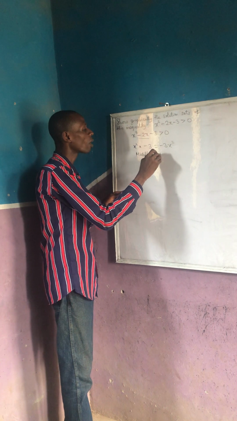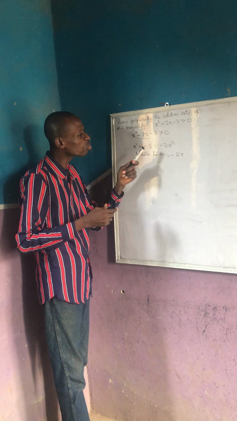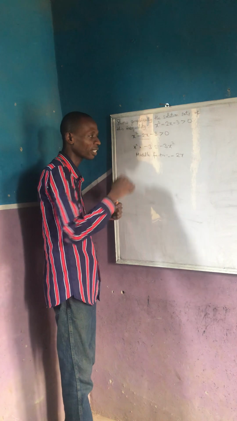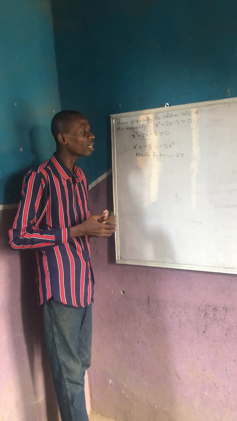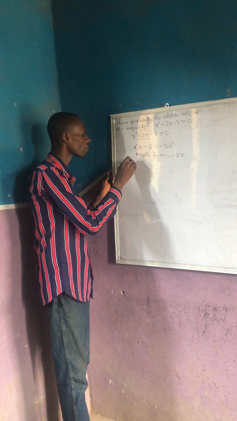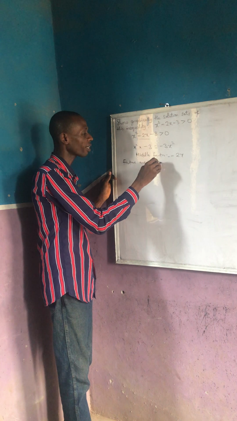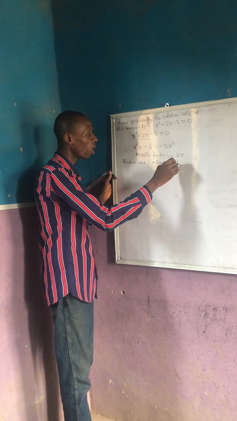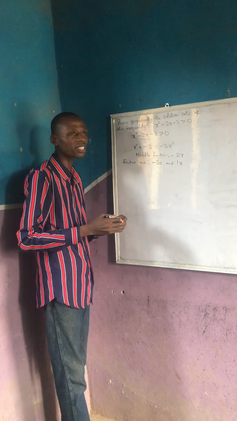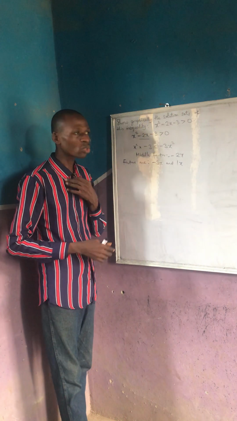Middle factor, minus 2x. Now, what are those two factors that when multiplied together will give you minus 3, and when added together will give you minus 2? Of course, those factors are minus 3x and 1x. When you multiply minus 3x and 1x, you get minus 3x squared, and when you add them, you get minus 2x.